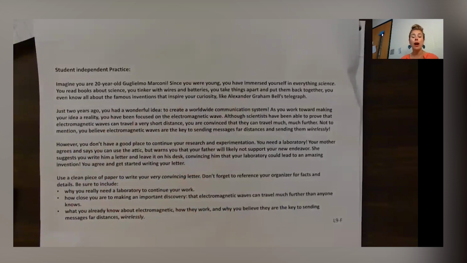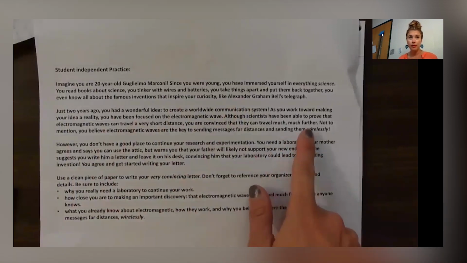As you work toward making your idea a reality, you have been focused on electromagnetic waves. Although scientists have been able to prove that electromagnetic waves can travel a very short distance, you're convinced that they can travel much, much further. Not to mention, you believe electromagnetic waves are the key to sending messages far distances and sending them wirelessly.